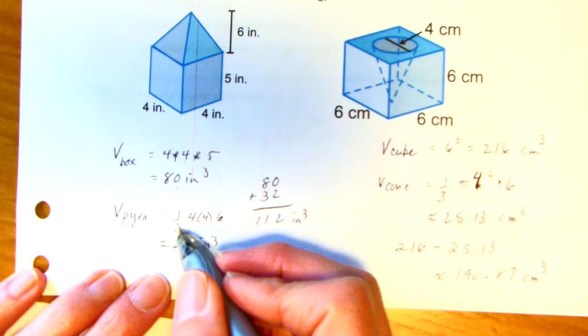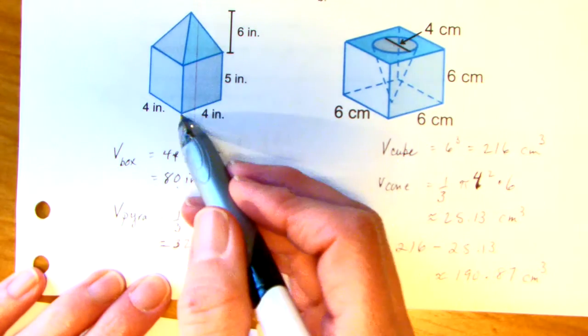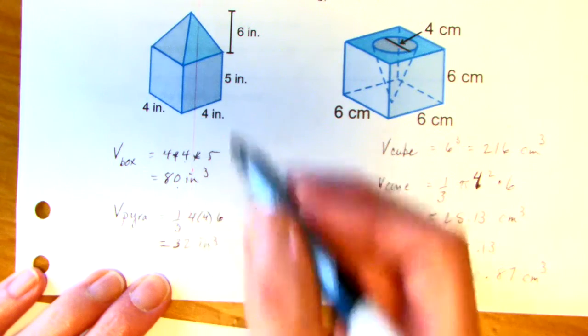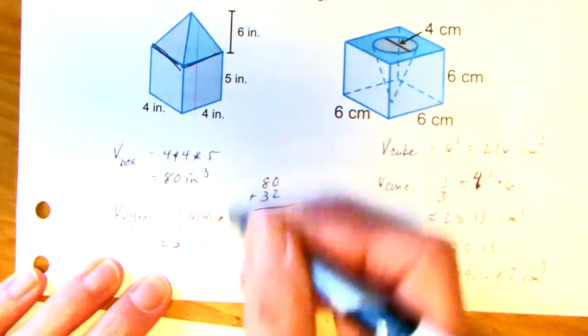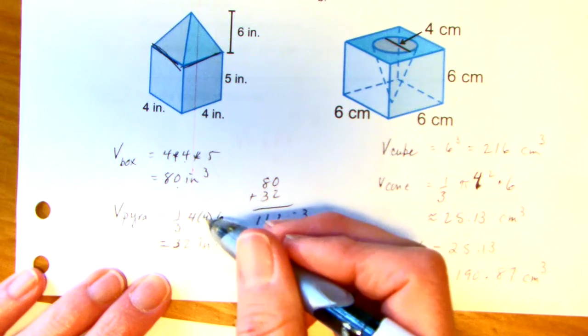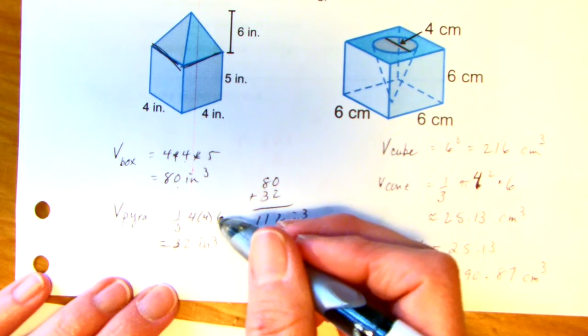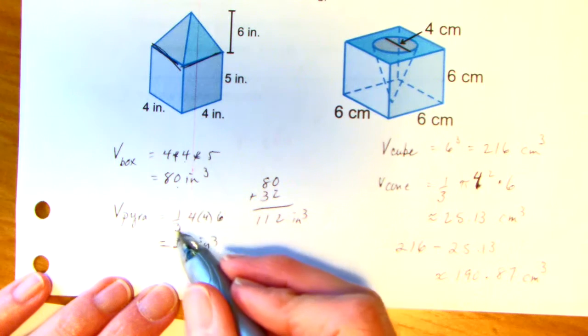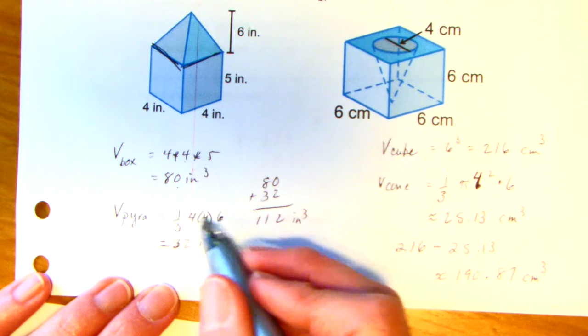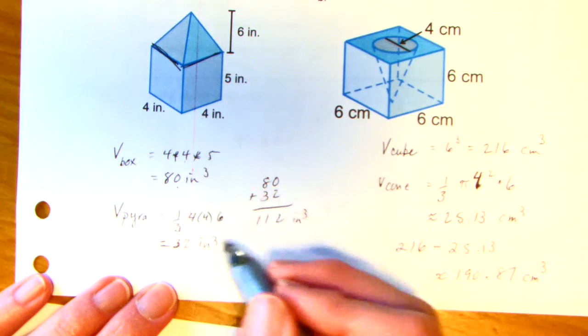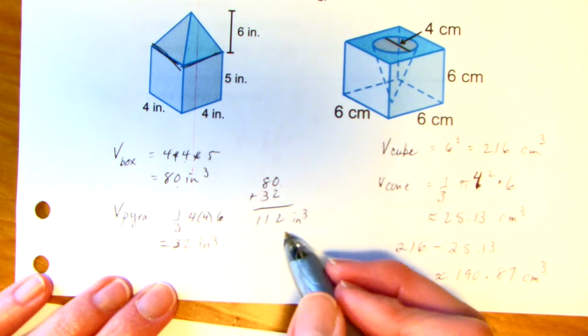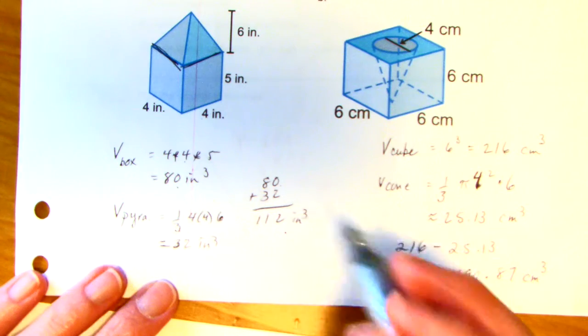Now the pyramid, 1/3 big B, so it's the area of the base, which is 4 by 4. Okay, so we're using this 4 by 4. I don't want to confuse you. By 6. So 4 by 4 is 16 times 6, and then, let's do this, 1/3 of 6 is 2. 2 times 16 is 32 inches cubed. So what do I do with those two numbers? Add them up. 80 plus 32 is 112 inches cubed.